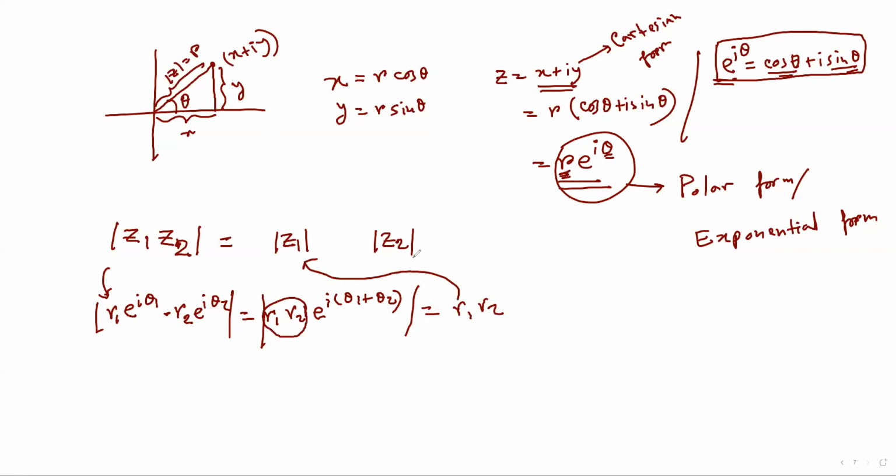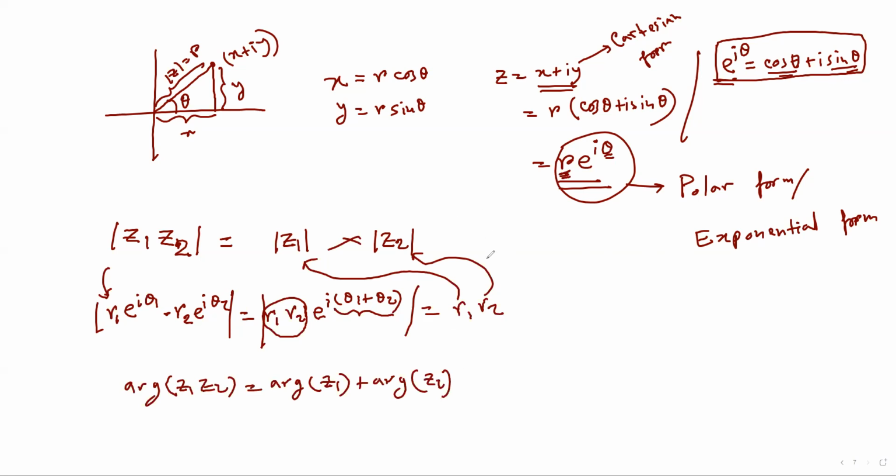So r1 is just the modulus of z1, r2 is just the modulus of z2. So basically, the modulus operator distributes over the product of complex numbers. And while doing this calculation, we have already developed, you can see, that the argument of the product is just theta 1 plus theta 2, which means the argument of z1 z2 is the argument of z1 plus the argument of z2.